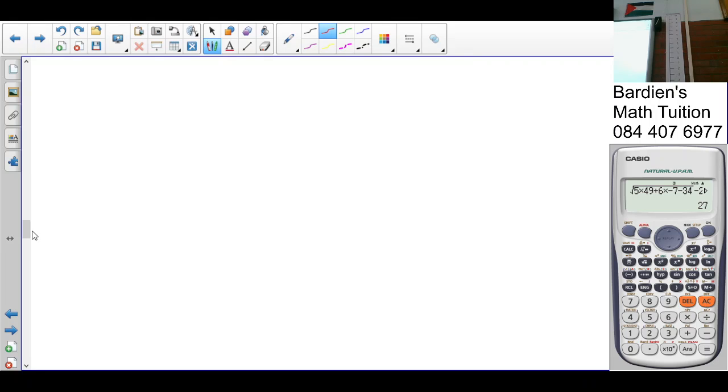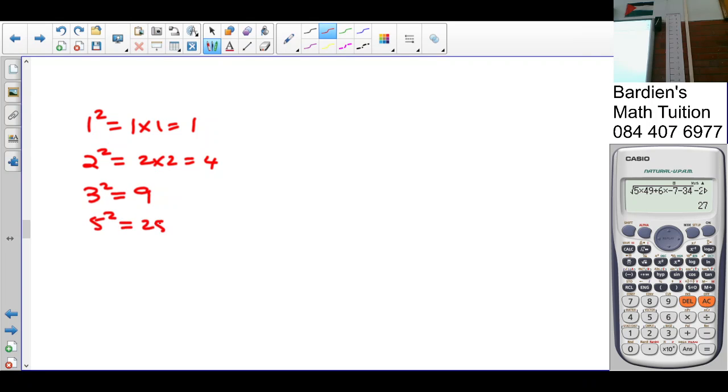Not so. Just to refresh your memory, what is 1 squared? 1 times 1, which is 1. 2 squared, 2 times 2, which is 4. 3 squared, 9, 5 squared, 25, 7 squared, 49, 10 squared, 100, 9 squared, 81, 6 squared, 36, and so on and so on. 8 squared is 64. Right?